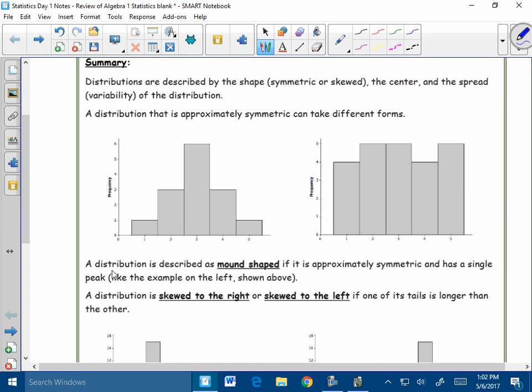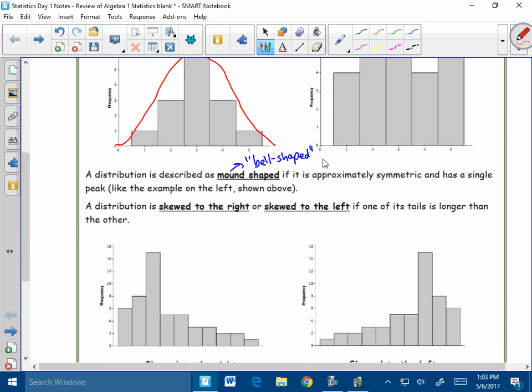It says a distribution is described as mound-shaped. Sometimes they'll also use the word bell-shaped, if it is approximately symmetric and has a single peak, like in the example on the left. So this is one that we would say is mound-shaped or bell-shaped. You can imagine, if you connect the bars there, you get this nice bell-shaped pattern to it. This one's symmetric, but it doesn't have that bell shape going on.